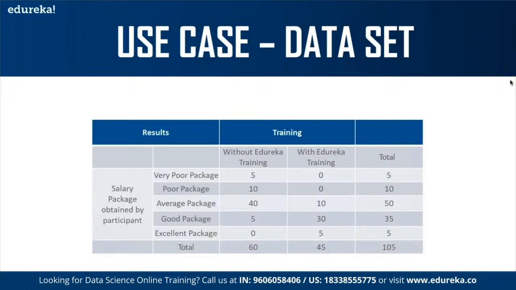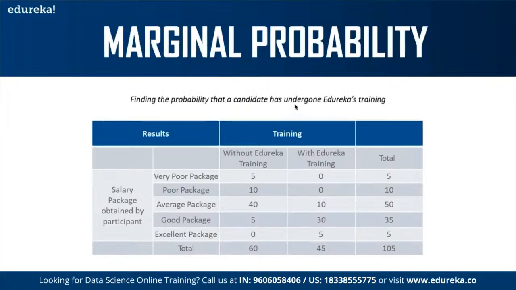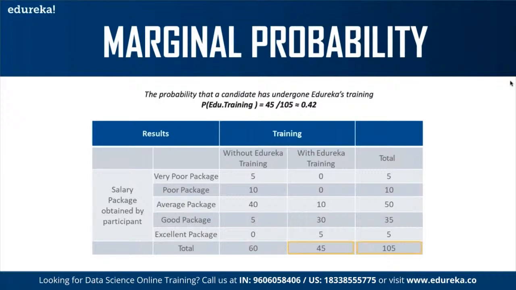Suppose we have to find the probability that a candidate has undergone Edureka's training. We simply take into consideration that this is a simple conditional probability, right? Here we take the number of candidates with Edureka training divided by the total number of participants, which is 105, and that will be 0.42.